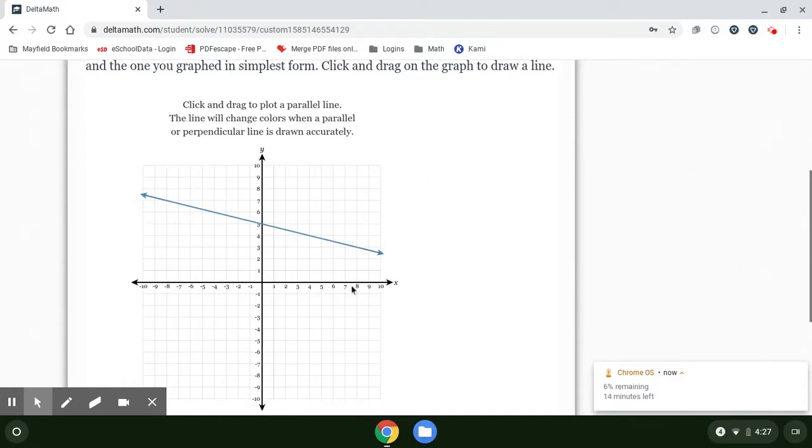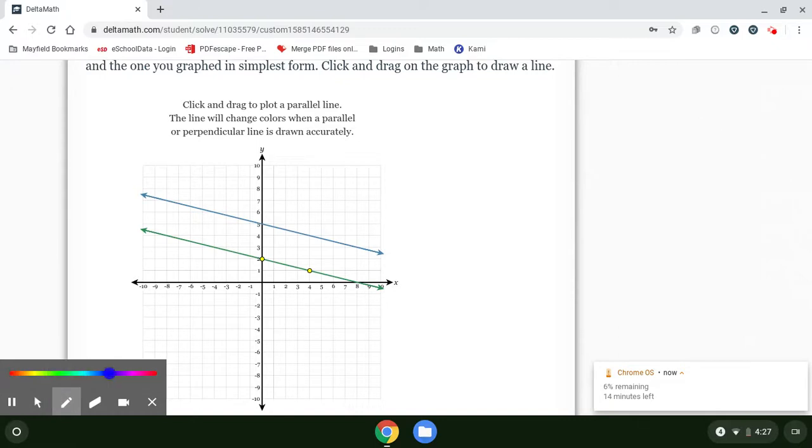Now this time you'll notice my line is going downhill, so it's going to have a negative slope. So I have to make sure that my new line also has a negative slope. It does not matter where you start. Let's say we start at 2. And I'm going to drag out from there. I just have to make it parallel. It even shows me when it's parallel. There we go.